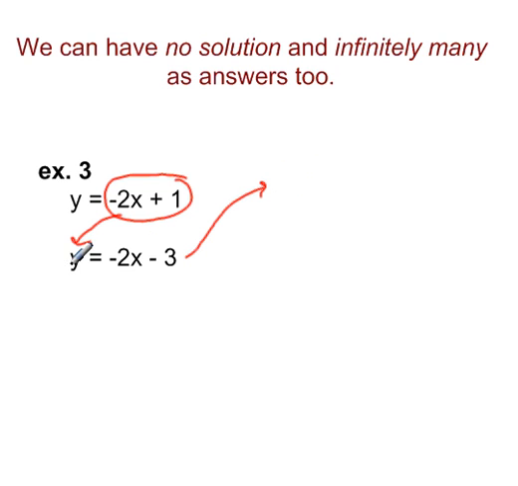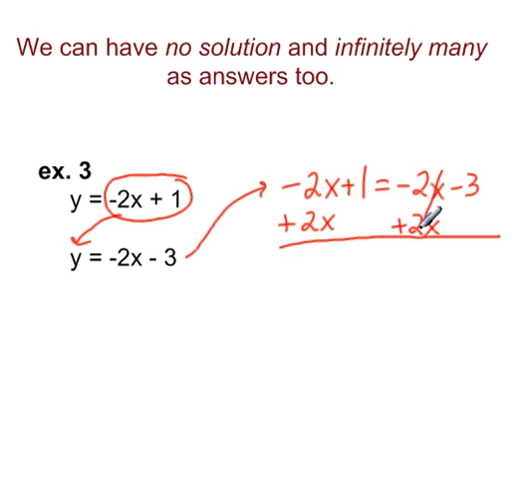So instead of writing this y, we're going to write the negative 2x plus 1. And then our equal sign, and then after this y here we had negative 2x minus 3. Alright, let's start by getting our x values on the same side. So I will add this 2x and add it over here. So that's going to cross out. Over here, this is going to cross out. And we will have 1 equals negative 3.